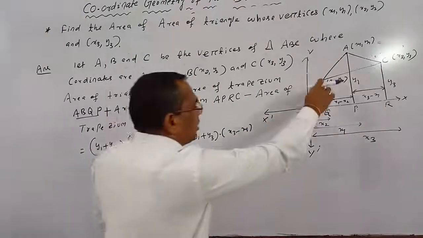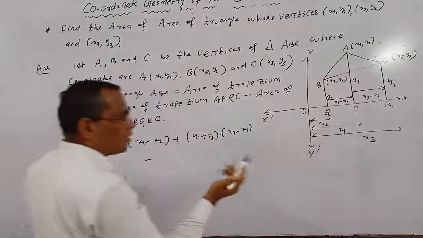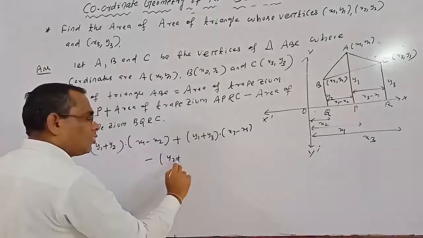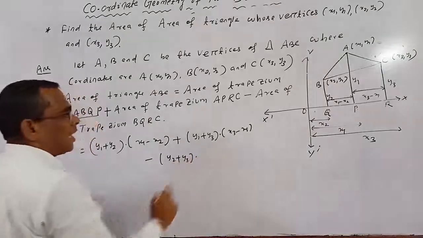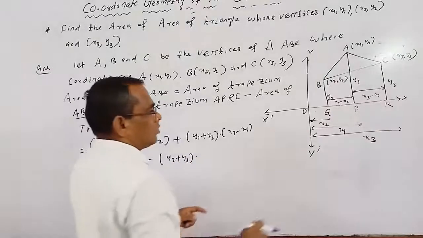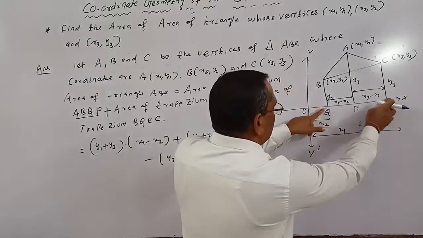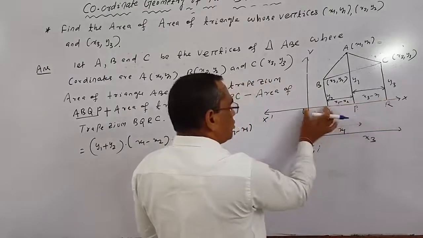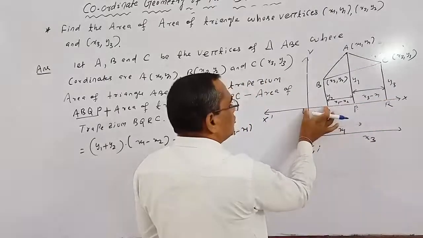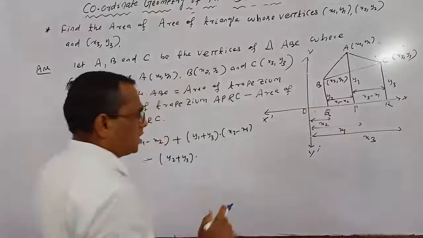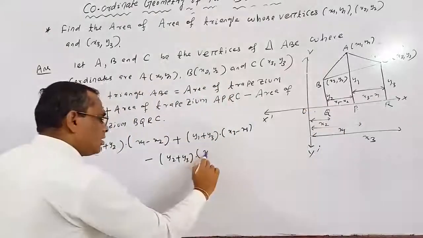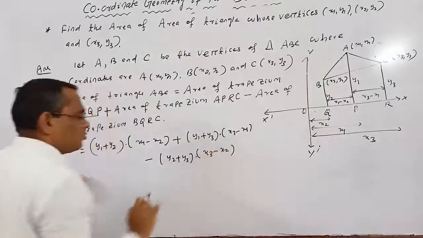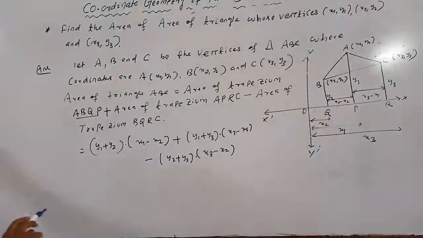So which sides are parallel? BQ and CR, these are parallel, means y2 plus y3 into height. So this height equal to what? This one is x3 and this is x2. Okay, so x3 minus x2, x3 minus x2. Now multiply this one. Now multiply.